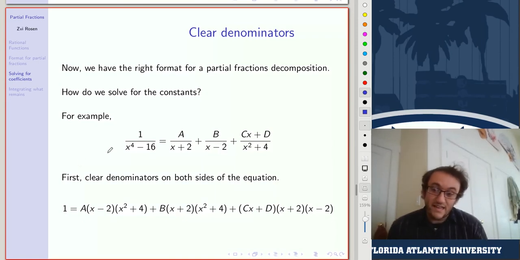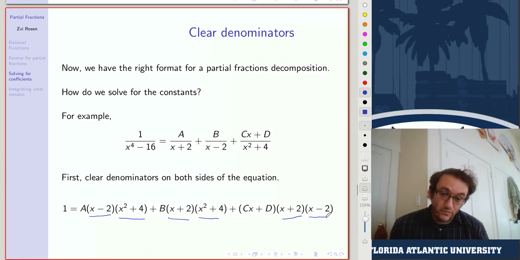You'll notice that because x to the fourth minus 16 is equal to the product of the other three denominators here, when I multiply by it, I get 1 on the left-hand side, and on the right-hand side, I get these two terms, and the third factor of x to the fourth minus 16 cancels, and similar happens in each of the other terms. For each of the other fractions, we're left with two of the factors of x to the fourth minus 16.